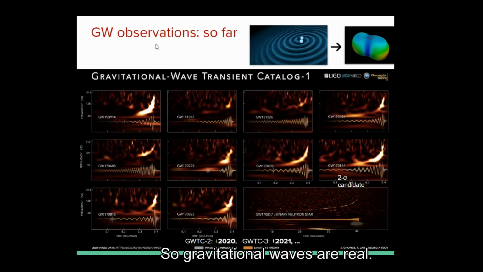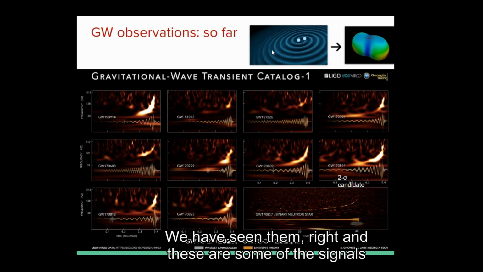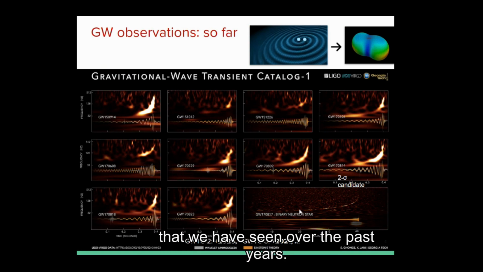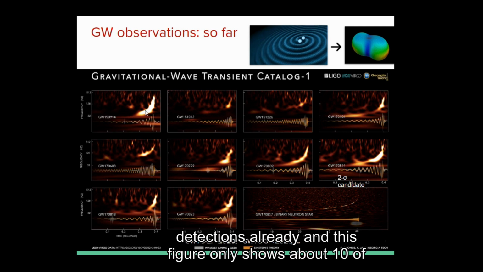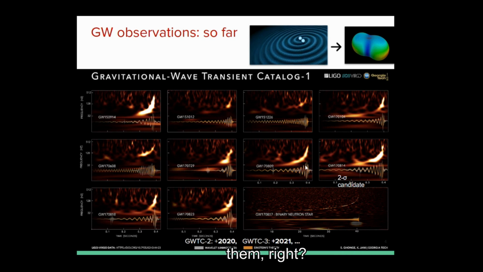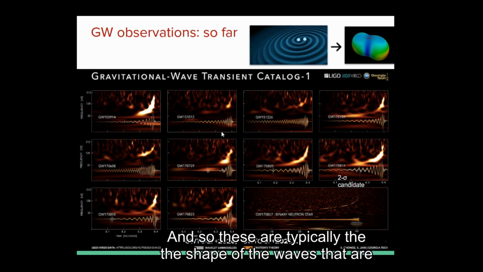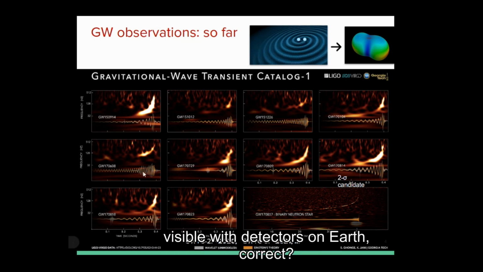Gravitational waves are real. We have seen them. These are some of the signals that we have seen over the past years. Right now, I think we have a catalog of about 100 detections already, and this figure only shows about 10 of them. These are typically the shapes of the waves that are visible in detectors on Earth.